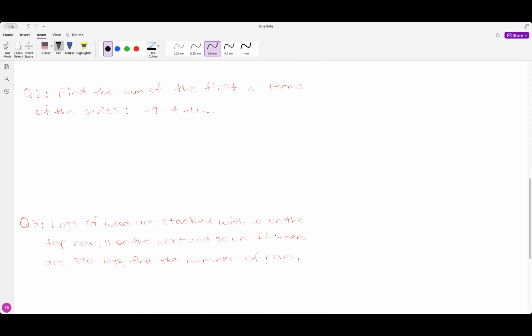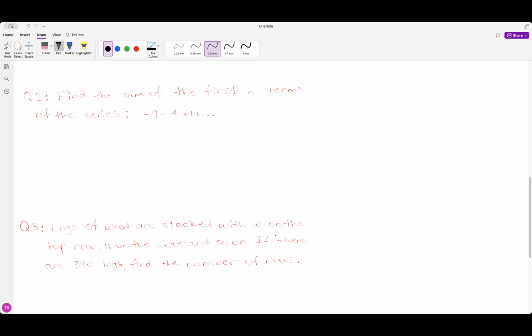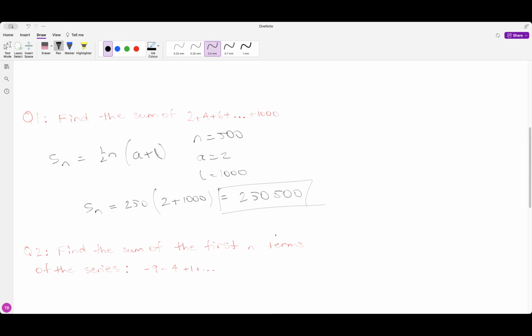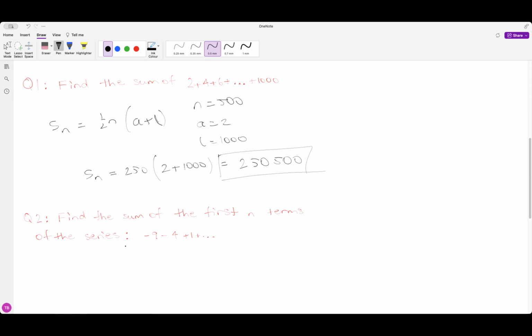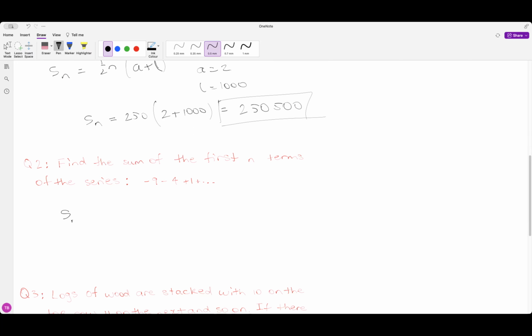All right, moving to the next one. Find the sum of the first n terms of the series, minus 9, minus 4, plus 1, and so on. Now, this one's a little bit different because I'm not actually given an n. I'm actually asked to give an expression in terms of n, and that's what I'm looking for. So I'm going to use that second formula, this one up here, where I've got Sn equals a half n times 2a plus n minus 1 d.